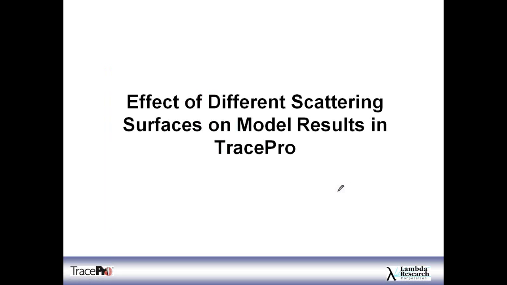So I want to wrap up here. I just want to take a quick look and see the effects of changing the surface property on a model in TracePro, some of the effects you'll see and why you may want to do that, and probably why we can't always say everything's a perfect mirror or a perfect diffuser.